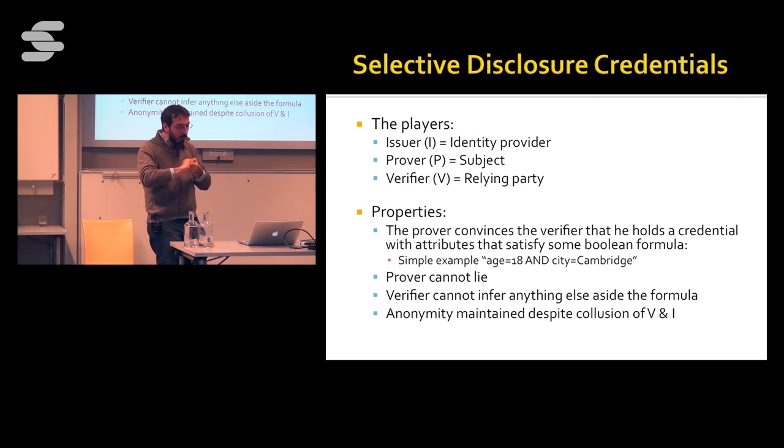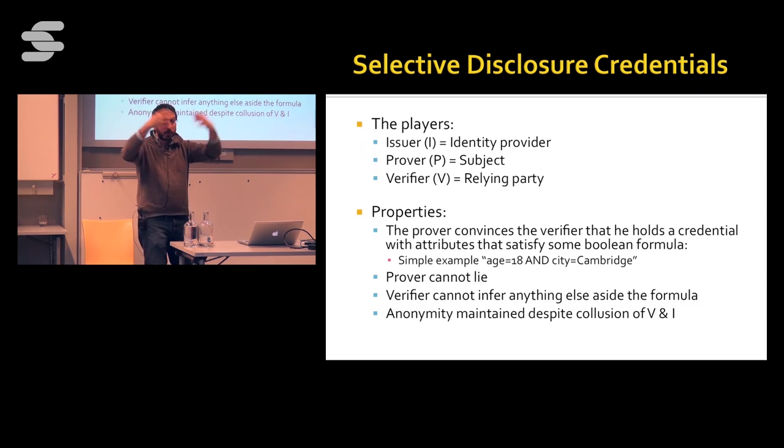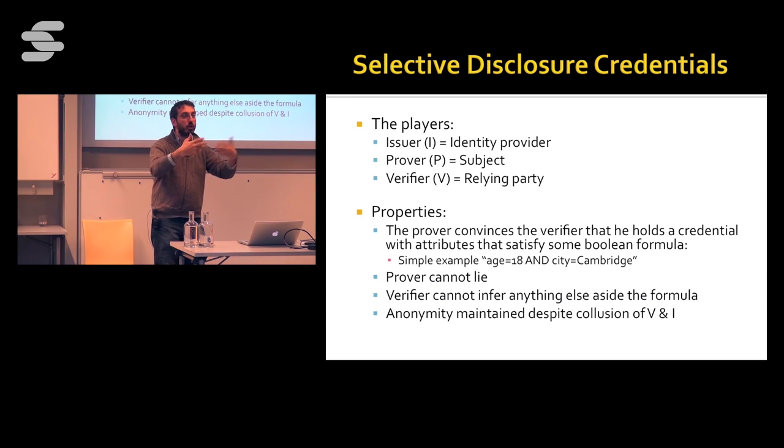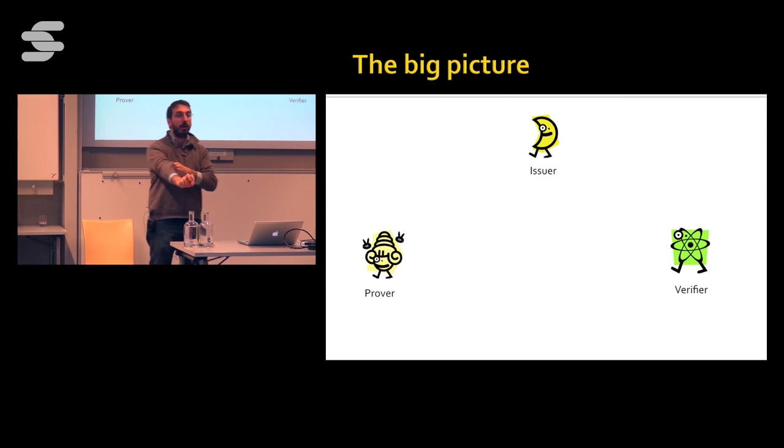It should hold even if the issuer and the verifier get together and reveal to each other all the information about the interactions with all their customers. They should still not be able to tell any more information about whoever performed the transaction. Let me give an example while I show a picture.